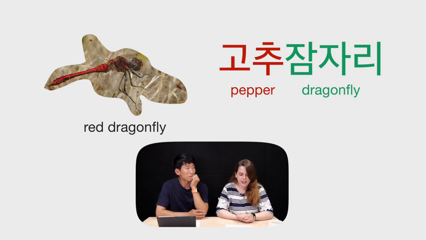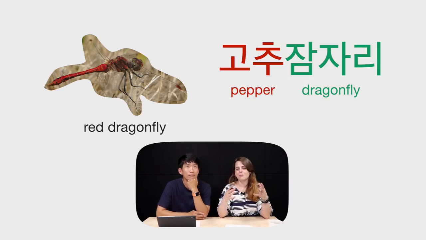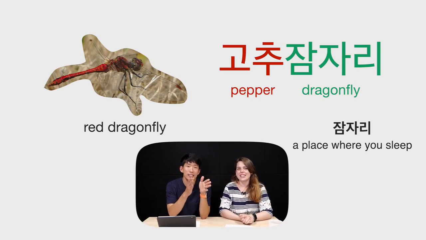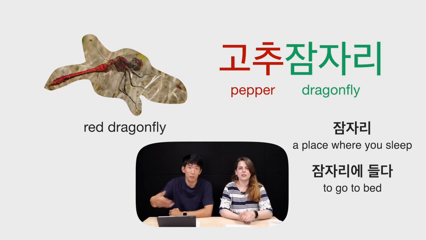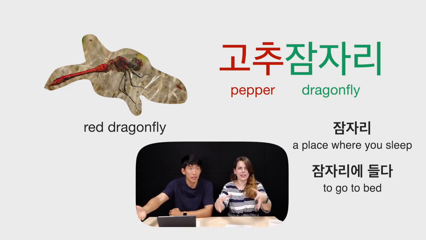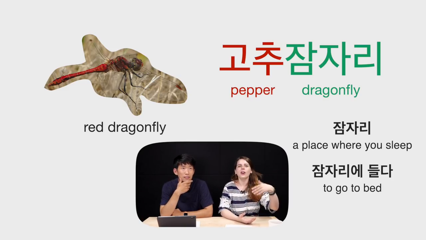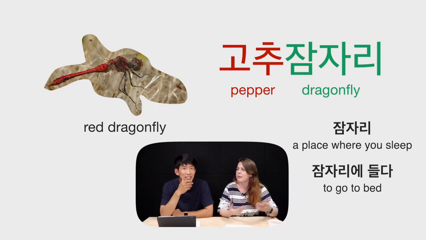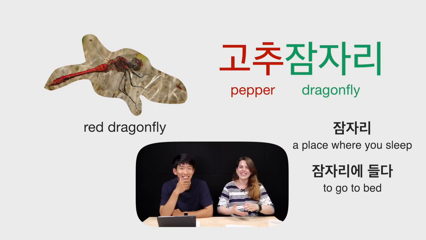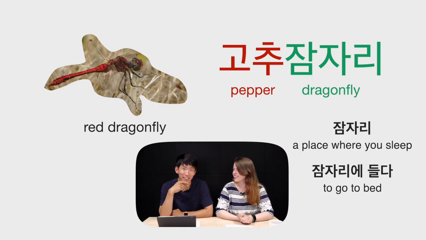When I was first learning Korean, the word dragonfly, 잠자리, was very interesting to me, because if you pronounce it a little differently, it can mean the place that you sleep as well. 자리 is the seat or the spot where you do something, and 잠 is sleep. 잠자리에 들다, you go to bed. When someone was talking to me about dragonflies, I was like, why are you talking about where you sleep? I didn't understand. So yeah, red dragonflies, 고추잠자리.